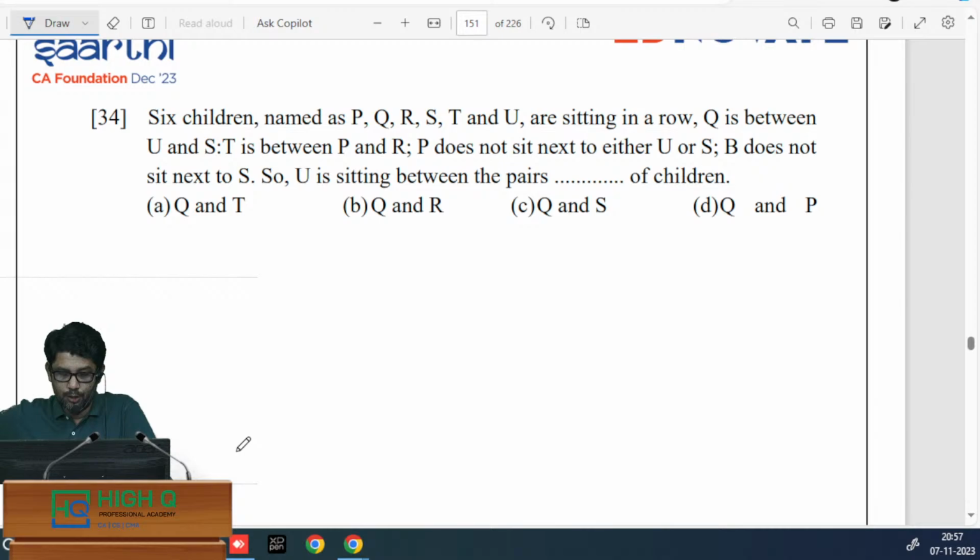P does not sit next to either U or S. B does not sit next to S. U is sitting between the pairs of dash children. Very good, Kalpana, you're right. Yes, Shruti.